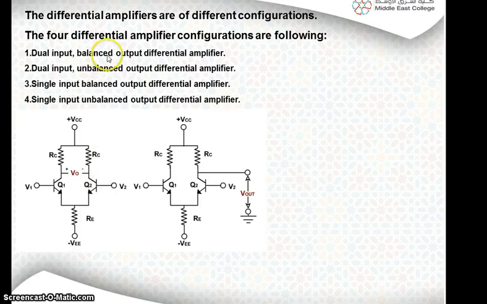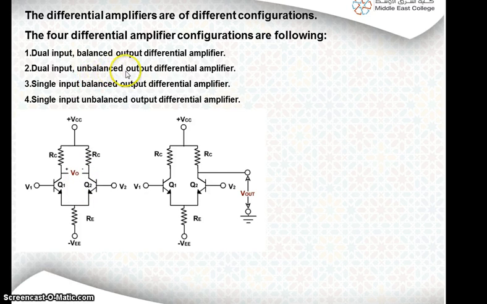Now balanced output. See from where we are taking the output in the first one. The output is taken between the two collectors of the transistors. So it is called a balanced output differential amplifier. So the first case is dual input, or double input, balanced output. Output is taken between the two collectors of the transistors, so it is called balanced output.